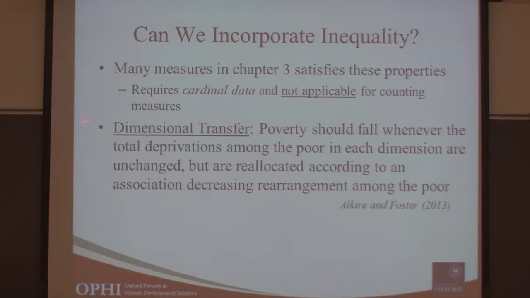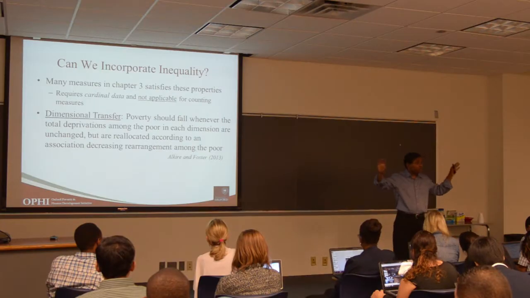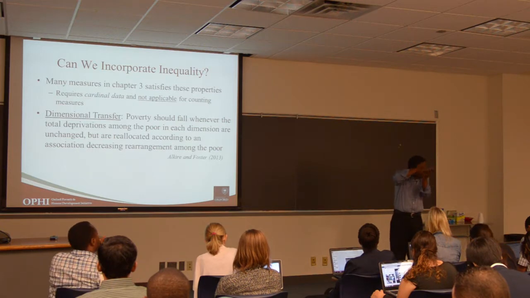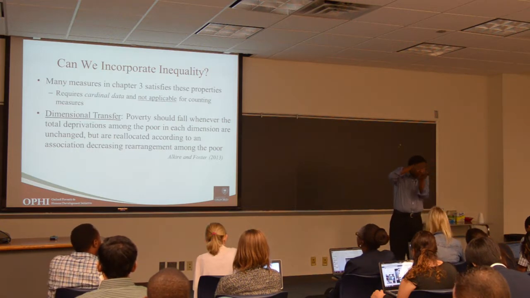In that context, James and Sabina also worked on another property. This is called dimensional transfer. So the properties that I discussed just now were in cardinal world, when you have perfect data, cardinal data. But when you have ordinal data, you cannot look at the data in each dimension, right? It is not possible. You have either 0 or 1.